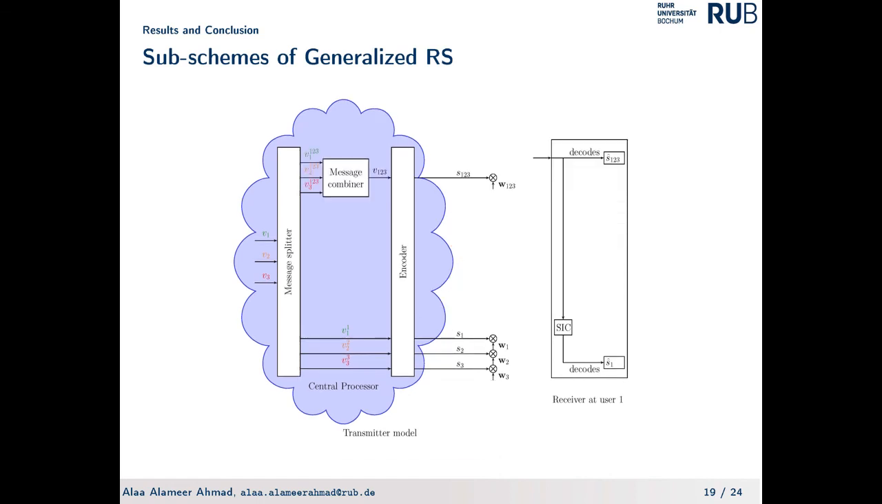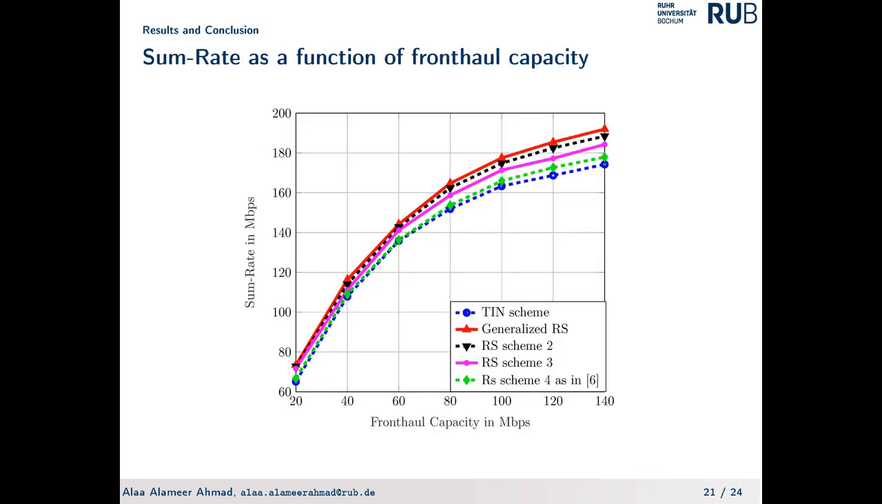Another subscheme of generalized rate splitting is RS scheme 4, in which we consider only the common stream between all the users. For example, here S123 is the only shared stream between users 1, 2 and 3, but we ignore all other common streams. So we have in total K plus 1, in this case 4 streams.